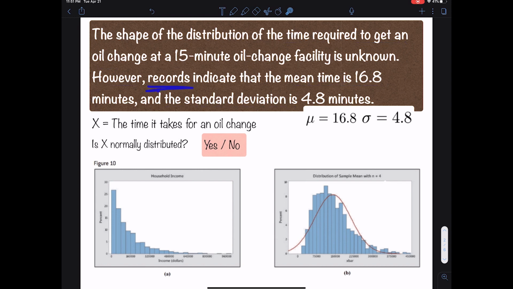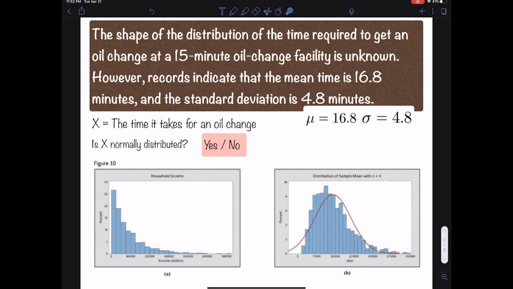So these are the records. We're going to conclude that the mean of oil changes is 16.8 minutes and the population standard deviation is 4.8 minutes. So we have that information. Now, knowing the population standard deviation is going to be important. That means we can do a Normcdf instead of tCDF.